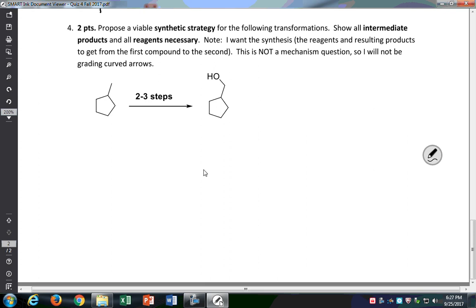At this point, it will combust, or it will do a radical halogenation. That is it. That is your only option. You can react it with Br2 and light or heat. You can react it with Cl2 and light and heat. You can react it with NBS and light. All of those are sources of bromine radical.